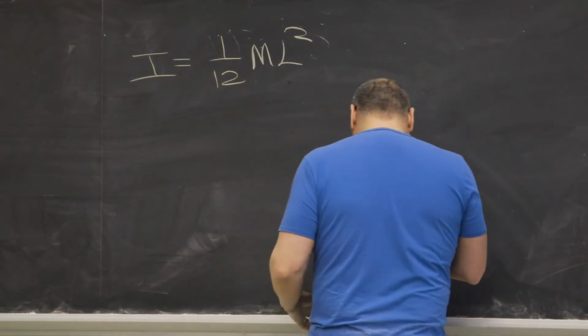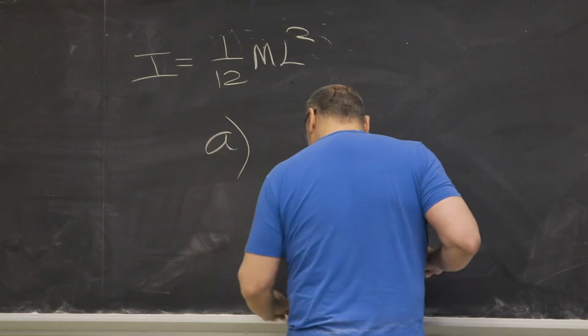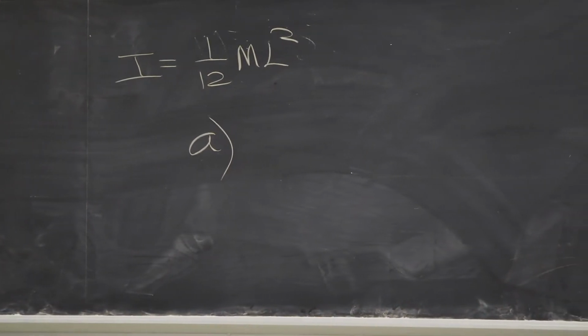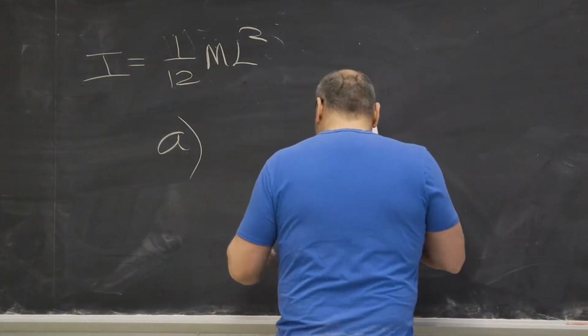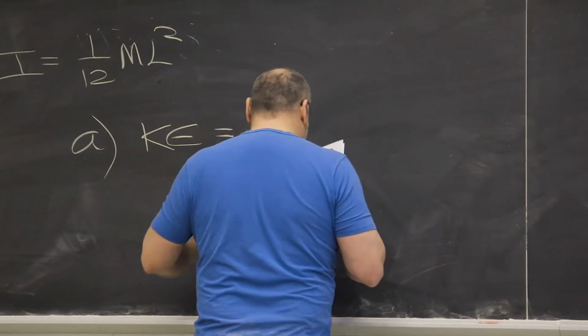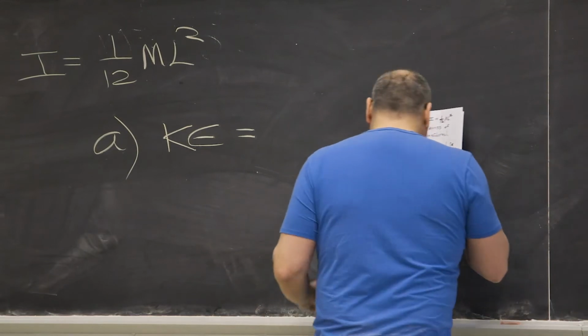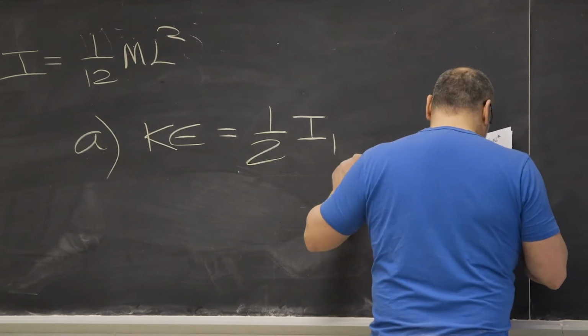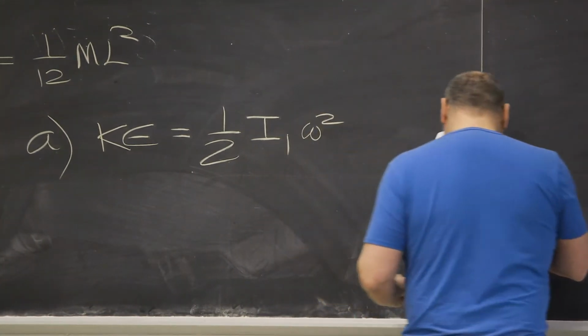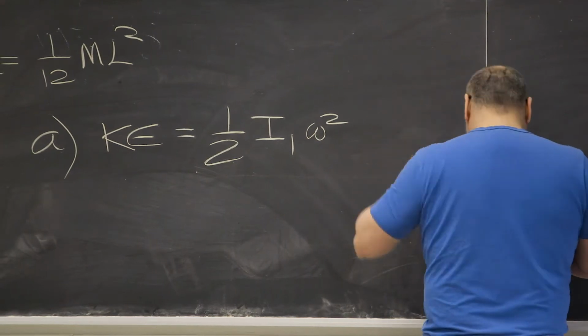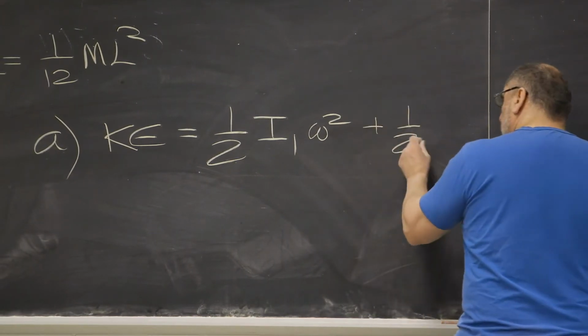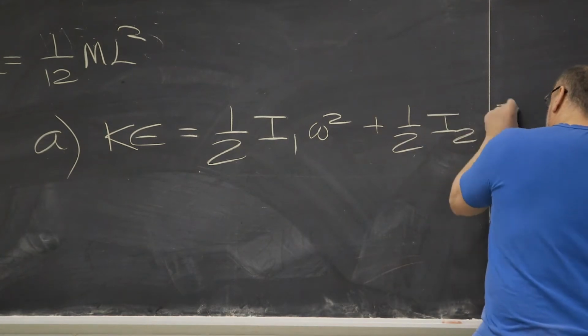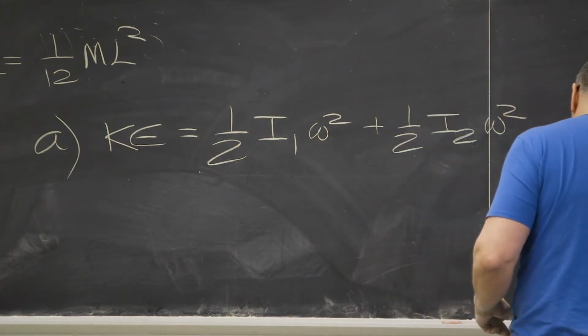For A, when the rod is massless, that's another dynamic. When the rod is massless, the total kinetic energy is going to be the sum of the kinetic energies of what's going on. Well, the omega is the same for both. One's 1/2 I1 omega squared, plus 1/2 I2 omega squared. So two different moments of inertia there, guys.